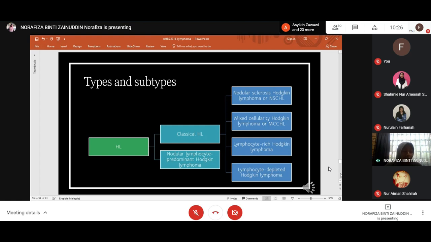And for lymphocyte depleted, this is a rare form of Hodgkin lymphoma. But it's more aggressive than the other 3 types of HL, likely to be advanced in the first round. It's most often in lymph nodes in the abdomen, as well as in the spleen, liver, and also bone marrow. Right.